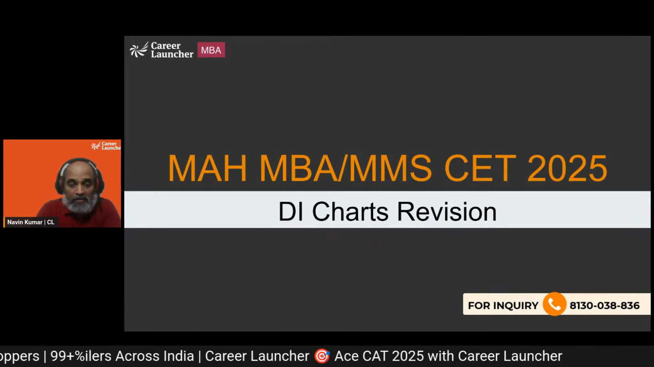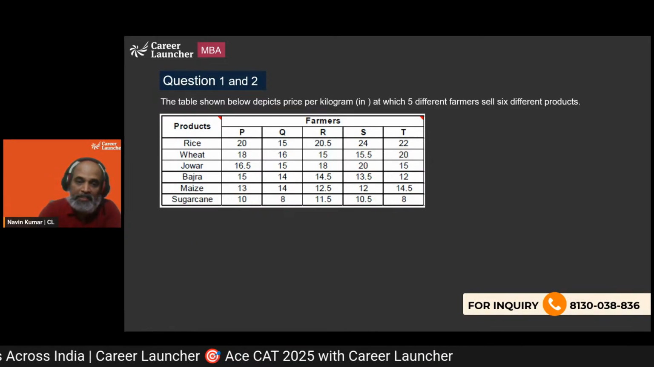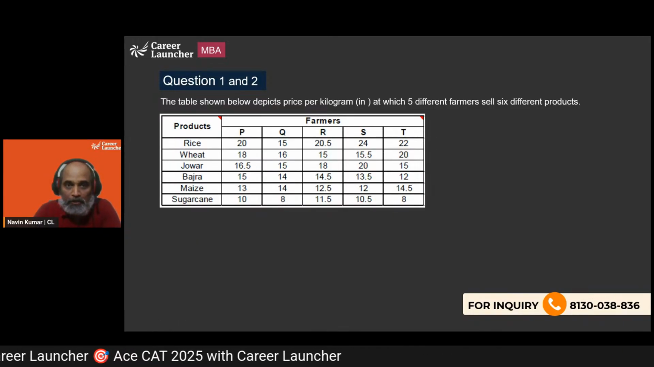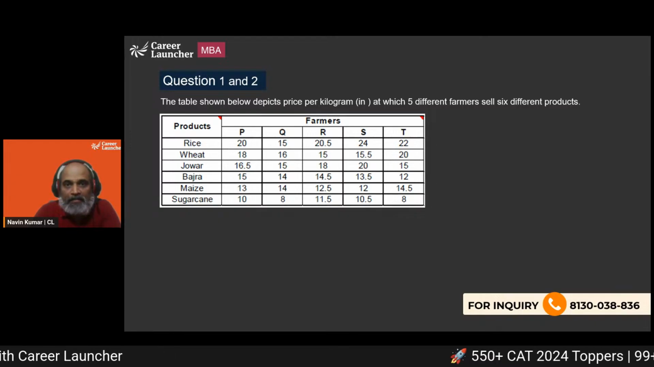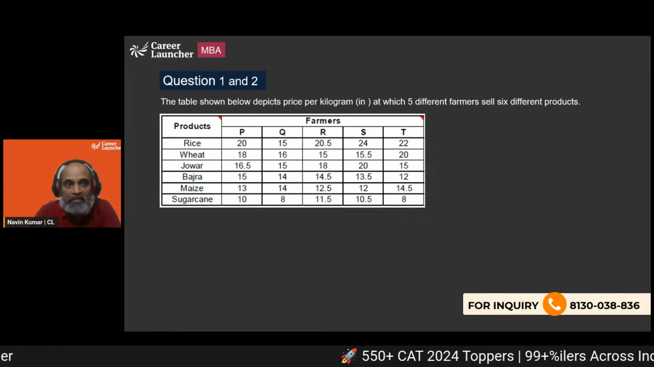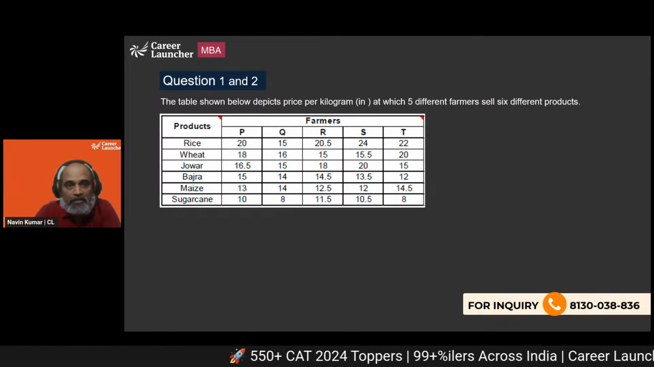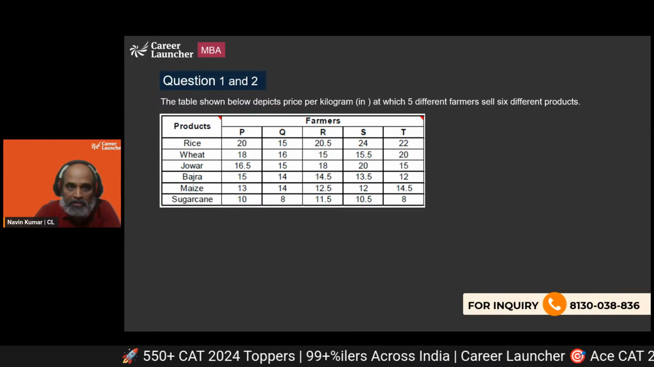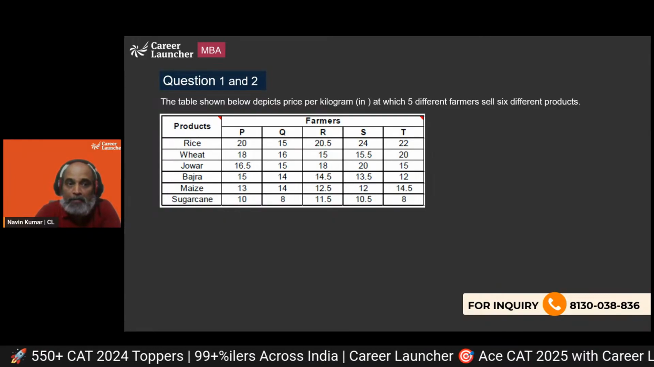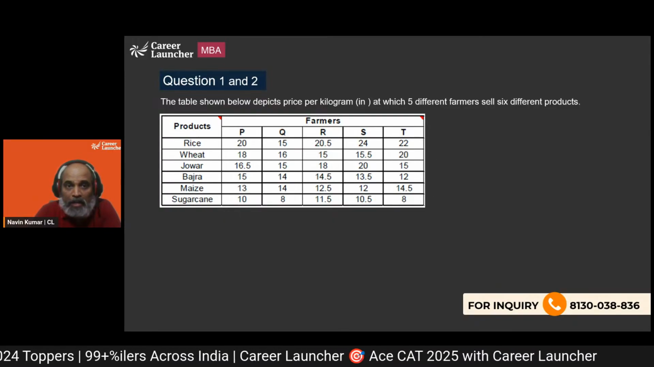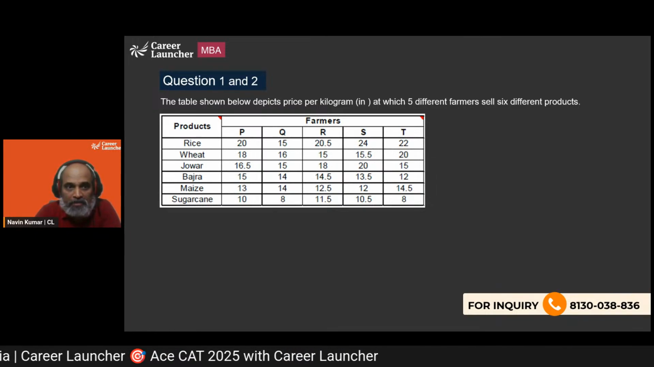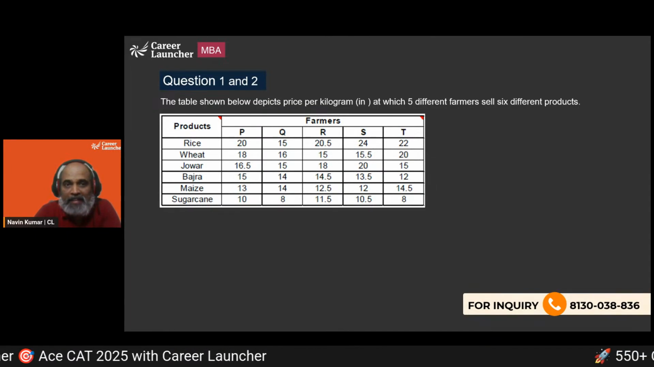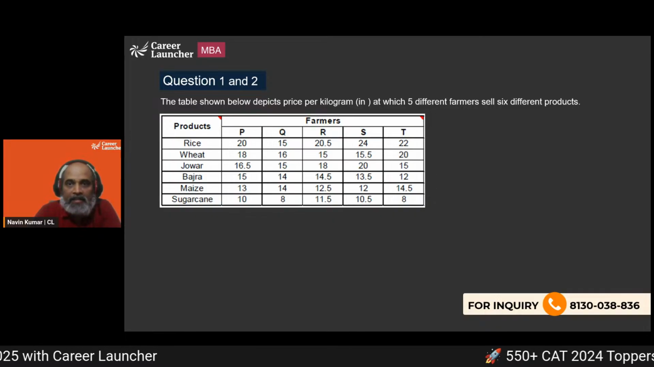Okay, so the first set: the table shown below depicts price per kilogram at which 5 different farmers sell 6 different products. The products are rice, wheat, jowar, bajra, maize, and sugarcane. And the farmers we have are P, Q, R, S, and T. These are the 5 farmers and 6 products.